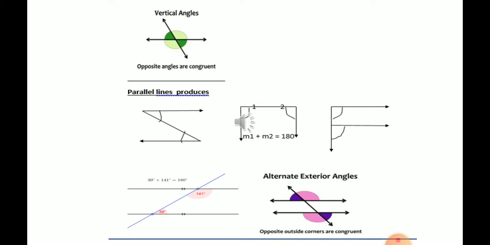Moving to the third slide, here I have parallel lines. Parallel lines produce alternate angles, interior angles, corresponding angles. First, alternate angles, they are equal in measure.